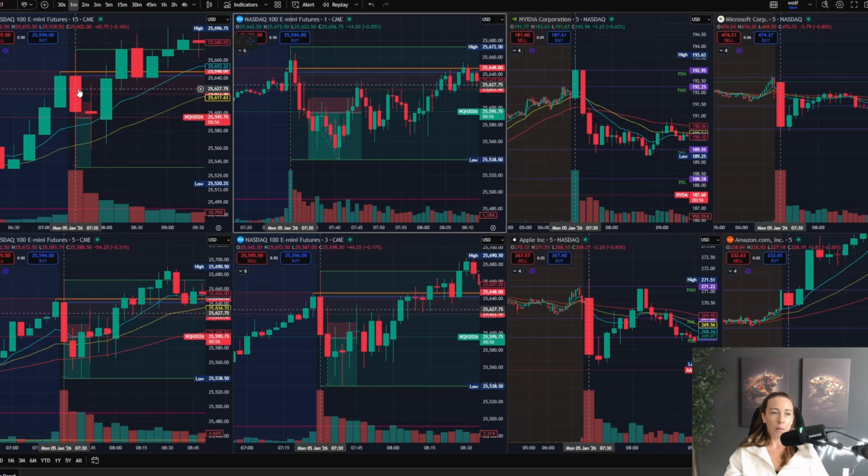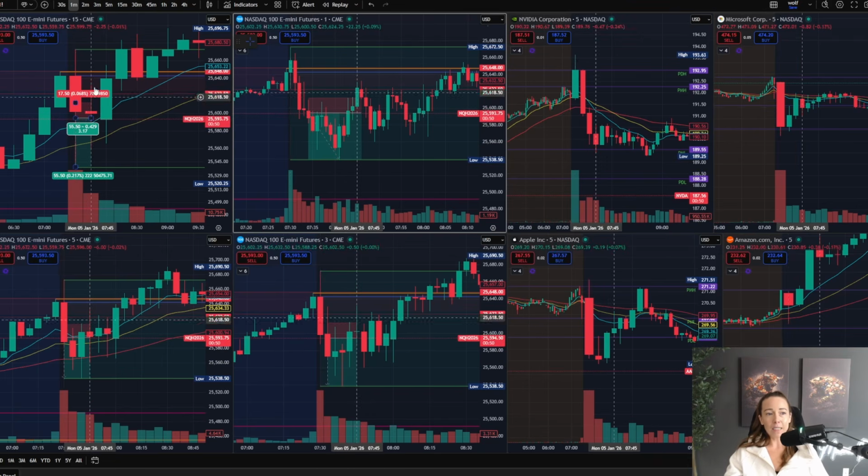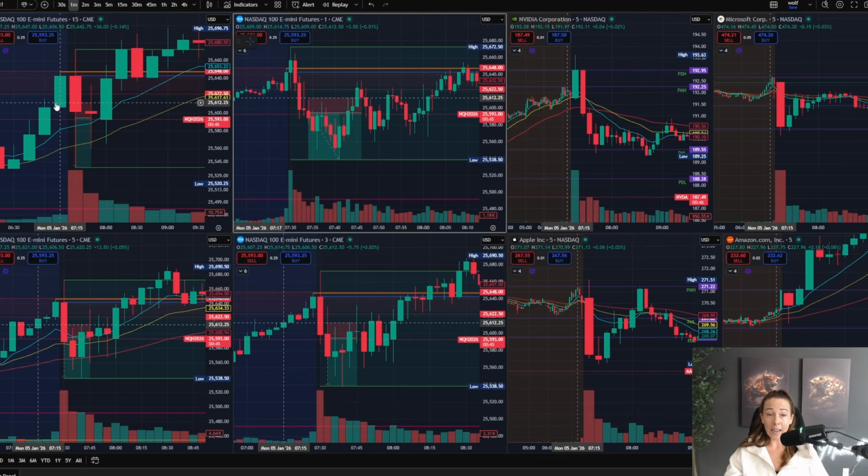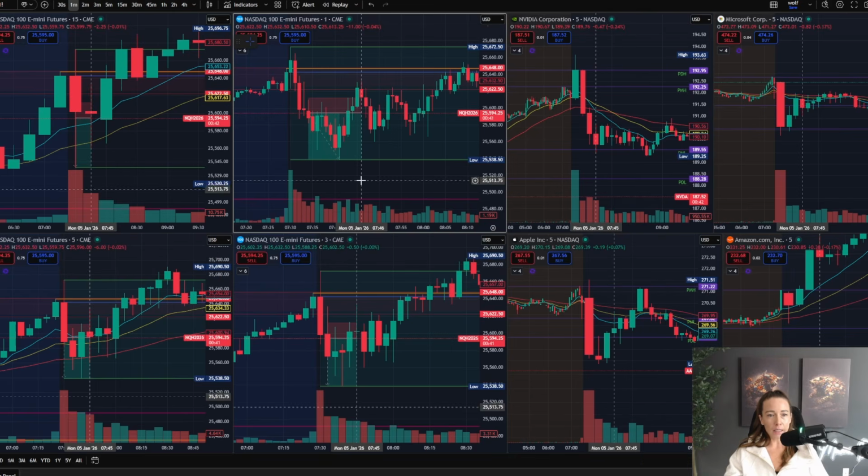Whereas if you look at the 15-minute, this bar was still forming. So when I entered, it was still a bearish looking bar. But what I did see is that we swept higher and we engulfed the previous green candle. All of that being said, that is what I'm looking for on the Nasdaq.